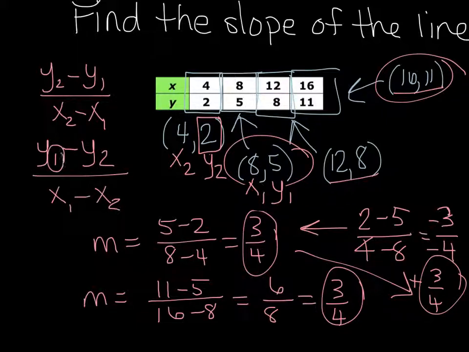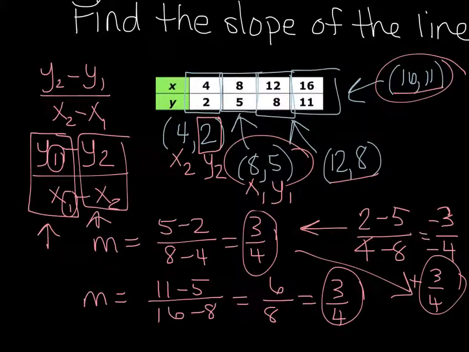So as you see, it only matters that this has to be the same point, and this has to be the same point. I can't switch this around. I can't say y1 minus y2 over x2 minus x1, because that won't match up. You'll get a different answer.